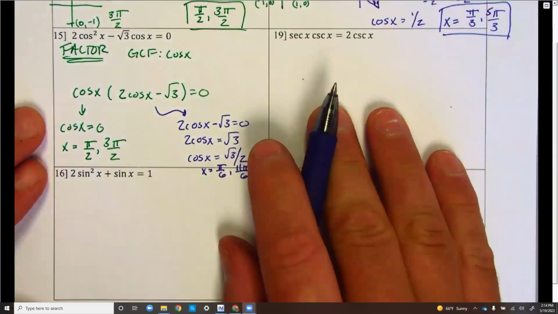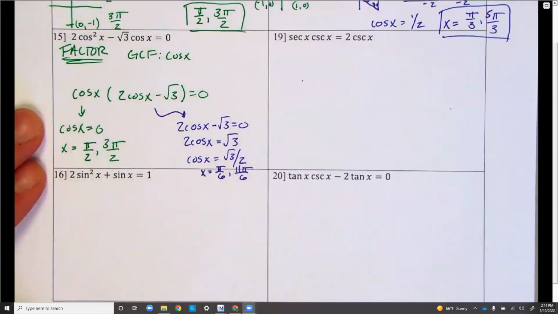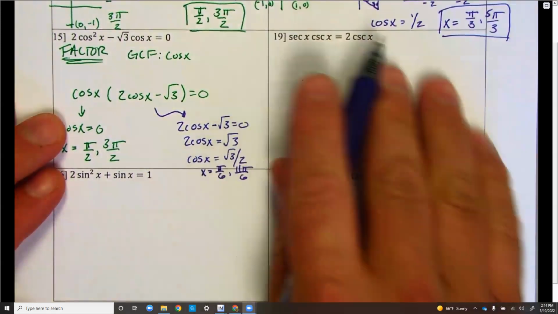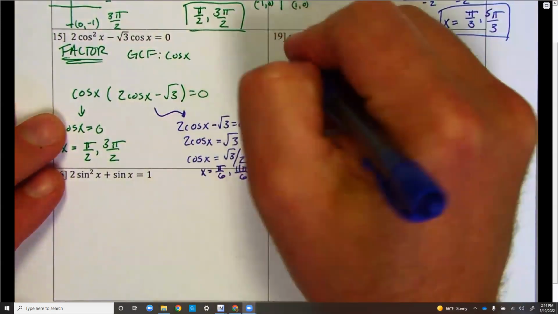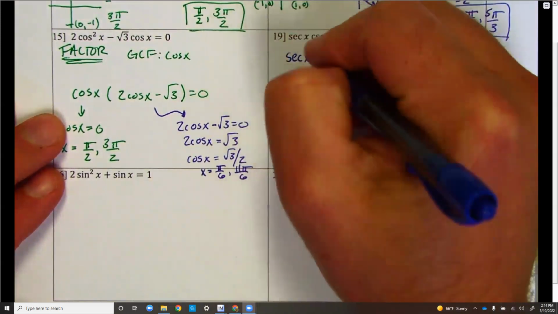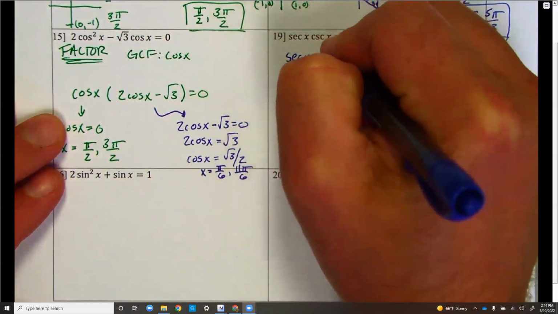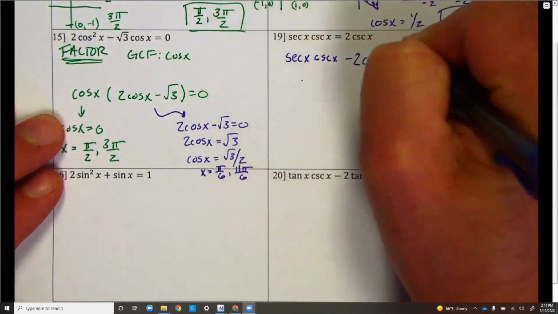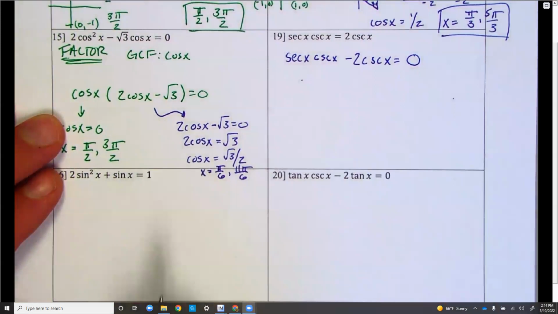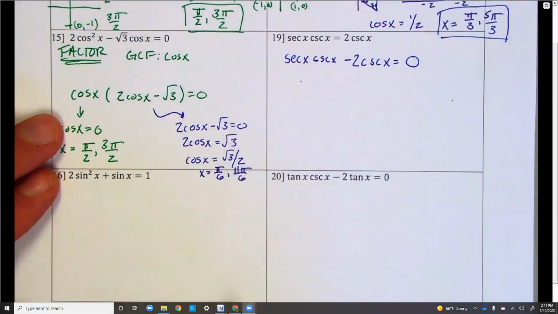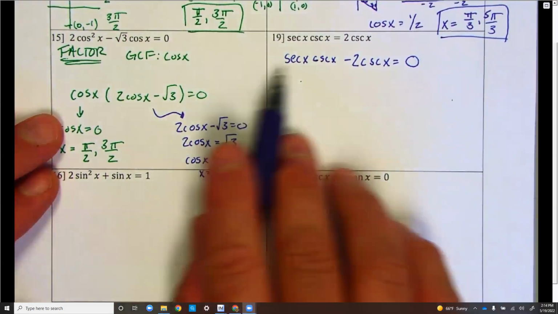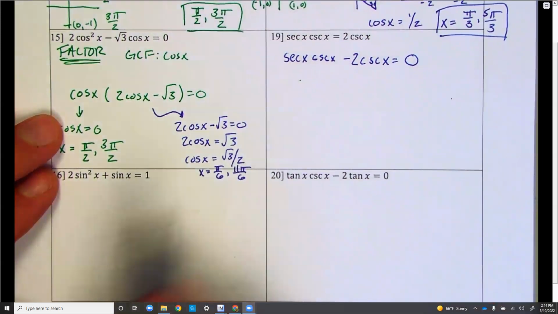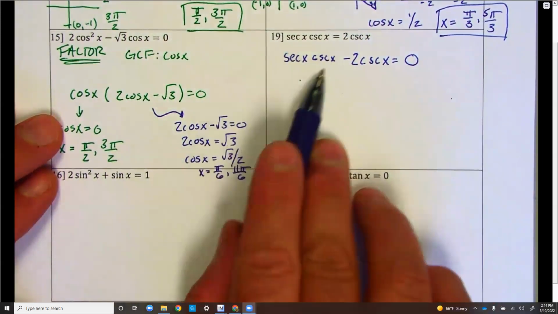Question number 19 on solving trig equations. Let's bring everything to one side of the equation. The skill that I would like to use is factoring. In order to factor, we need to make sure that we have everything equal to 0 so we can use the zero product property.